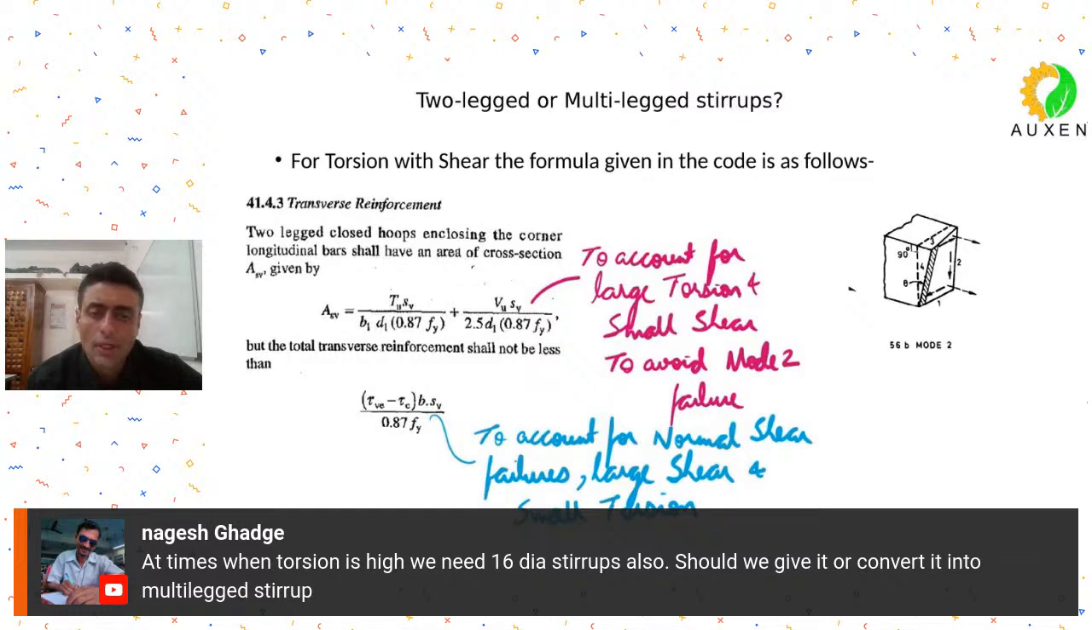There is no confusion about that, and there is no discussion about that. The discussion is that when you are going to find out stirrups as per the second formula, you may work out as multi-legged, and then finally, whichever is more critical, you can give that.